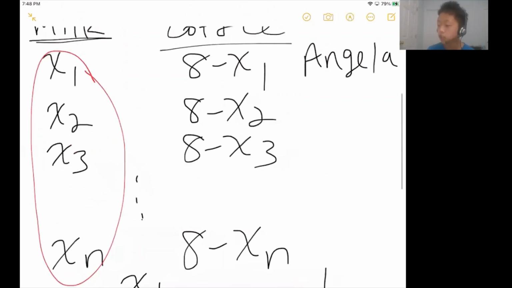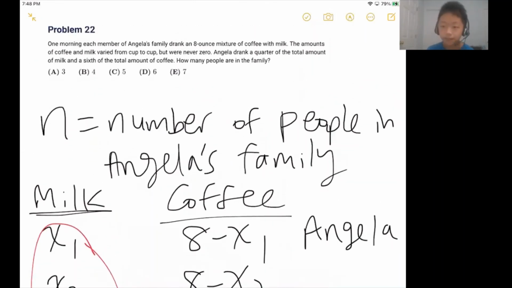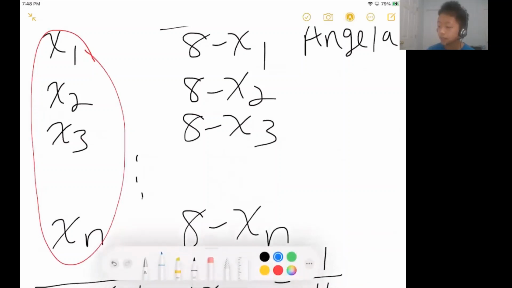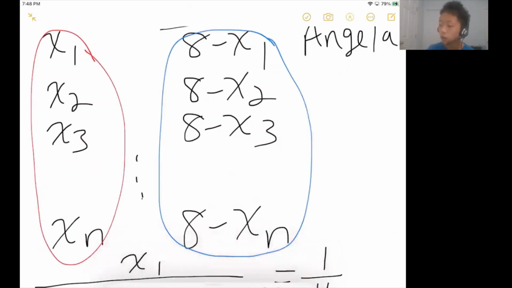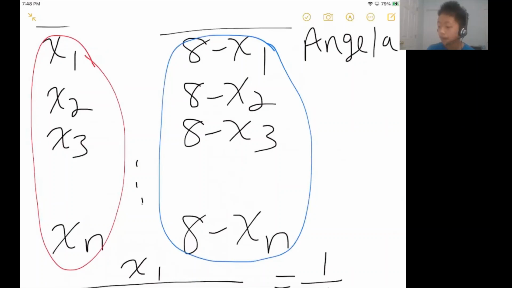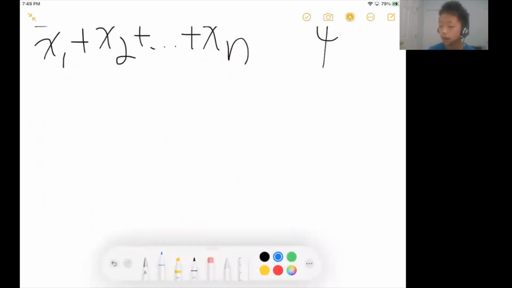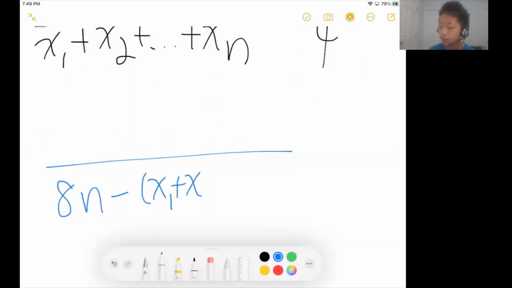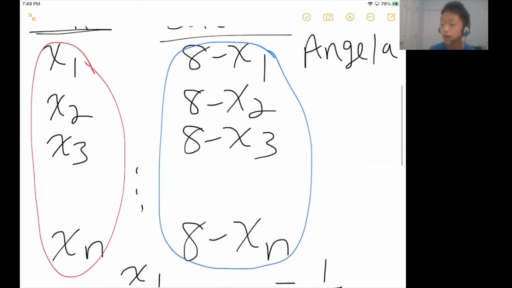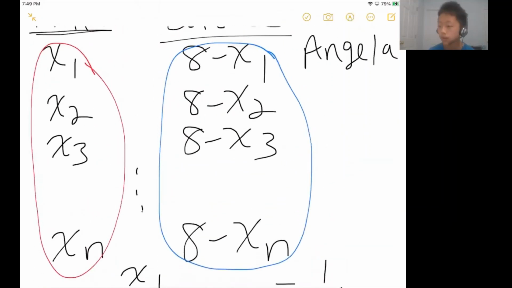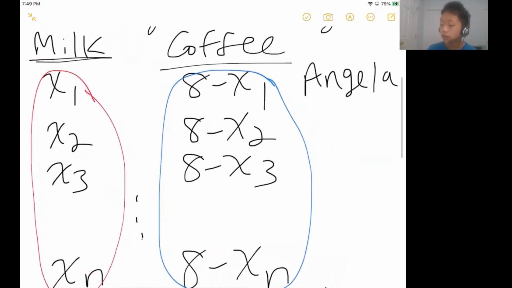We also know that Angela drank 1/6 of the total amount of coffee, right? So the total amount of coffee is going to be the sum of all of these values. Clearly we're going to have n times 8, because we have n of these 8s. So the sum of all of these n values in the blue circle is going to be equal to 8 times n minus x1 plus x2 plus ... plus xn. So this blue expression on the denominator equals the sum of all of these numbers in the blue circle. And we know that Angela drank 1/6 of it.